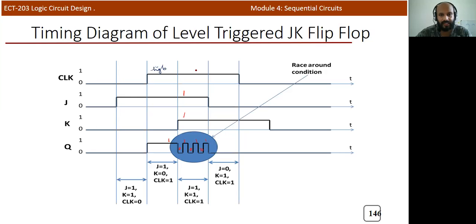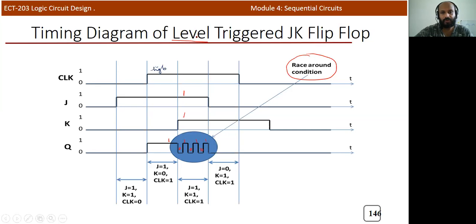When the clock signal is high, and one more point, remember that this particular JK flip-flop is a level triggered one, and JK inputs are 1. So you can see that Q output is continuously changing. This problem is actually known as a race around condition. Okay, and this race around condition occurs in the case of JK flip-flop, and in the case of level triggered JK flip-flop.